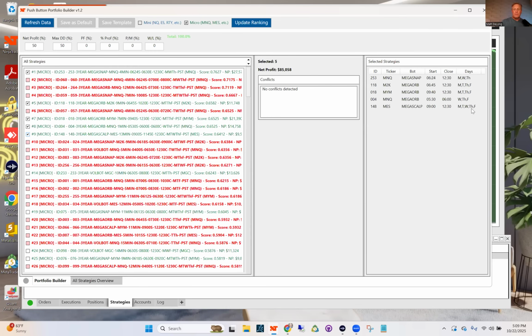So as I check each one of these other ones that aren't red, what you'll notice is over here on the right, we're getting a list of what I'm okay with running. And what do you notice with all these? They're all different assets. They're all different tickers, right? Which means what? Which means it doesn't matter if they're trading at the same time because they're not trading the exact same asset in the exact same account, right?